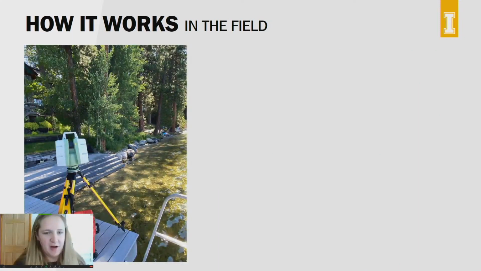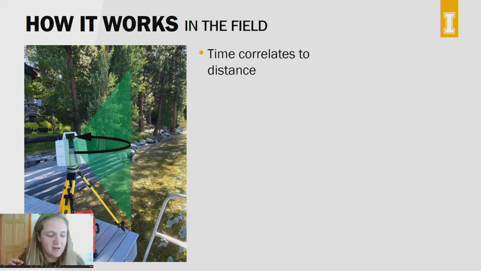Okay, so how exactly does this work once you get this thing? And how does it provide usable data? So to set it up in the field, the scanner sends out this green laser, and it measures the time that it takes the laser to reach and reflect back off of an object. And then that correlates to the distance of the object from the scanner. So it does this like millions of times within a single scan. This thing moves crazy fast. It can scan up to 50,000 points per second, which is pretty impressive.